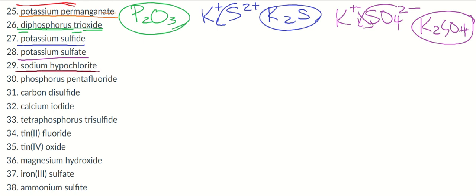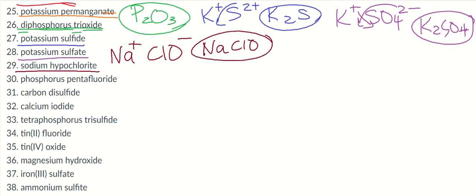Sodium hypochlorite. Hypochlorite. All right, hypo means 1 less than ite. Sodium, group 1, 1 positive charge. Hypochlorite is ClO with a 1 negative charge. Those charges are going to cancel out. There it is.